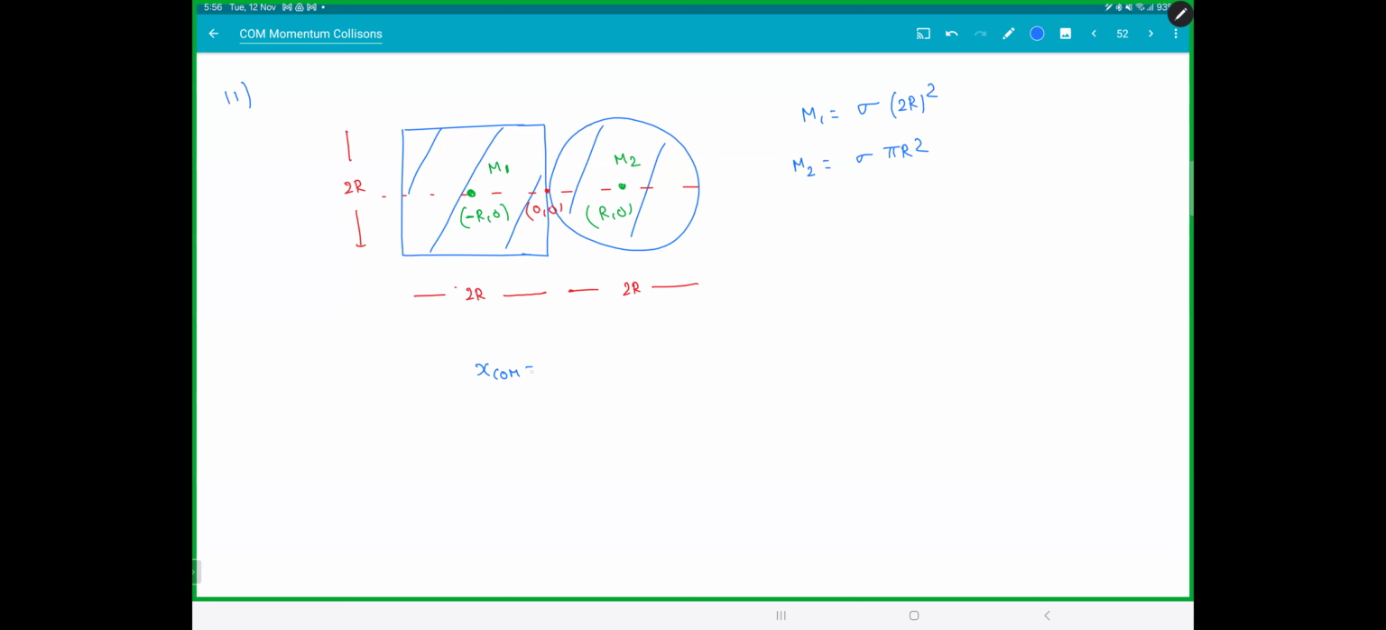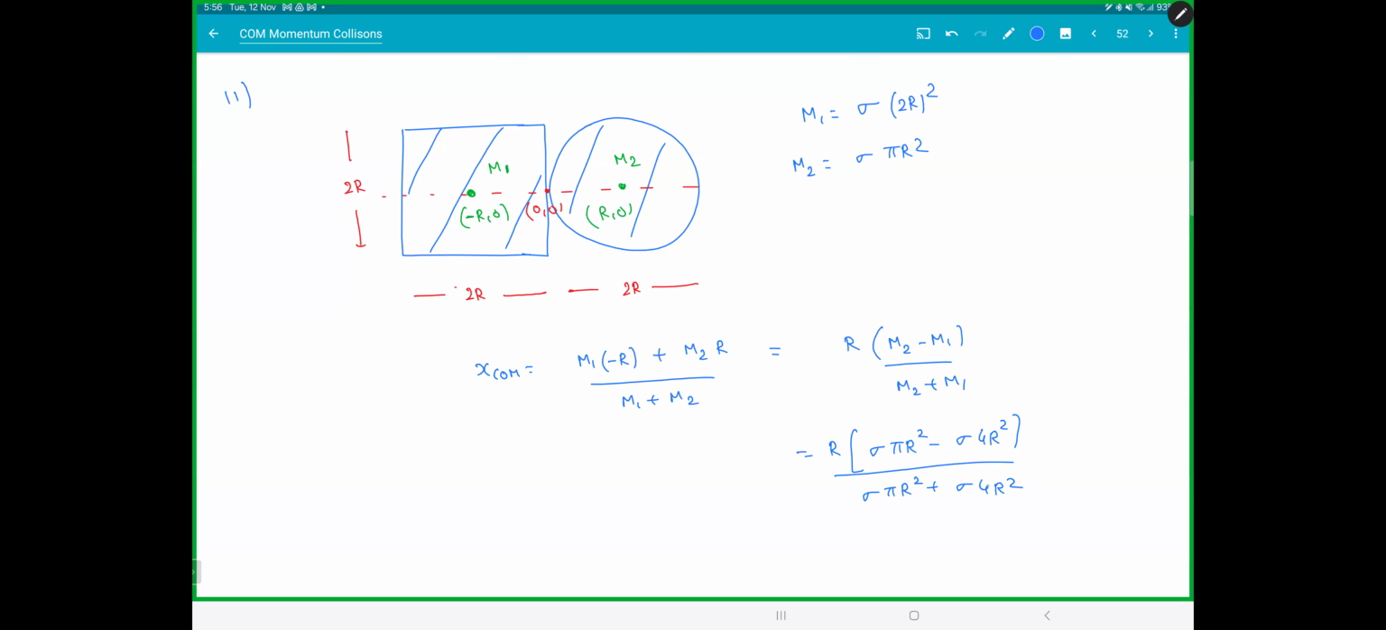Therefore, x center of mass will be M1 into minus r plus M2 into r by M1 plus M2, which is sigma 4r square. You can take out that r common, you end up with M2 minus M1 by M2 plus M1. Substitute the values there. Sigma pi r square minus sigma 4r square by sigma pi r square plus sigma 4r square. Sigma and r square will cancel. You end up with pi minus 4 by pi plus 4.